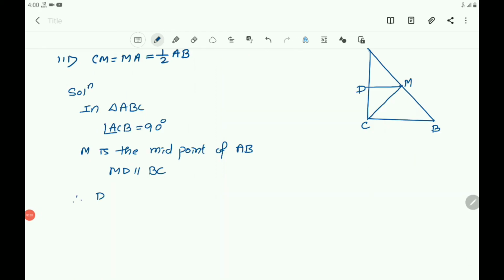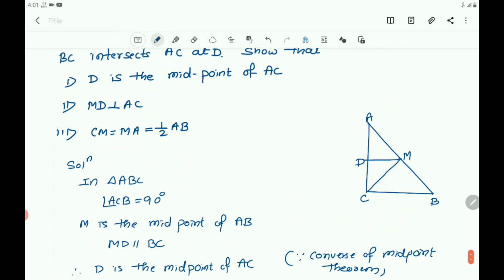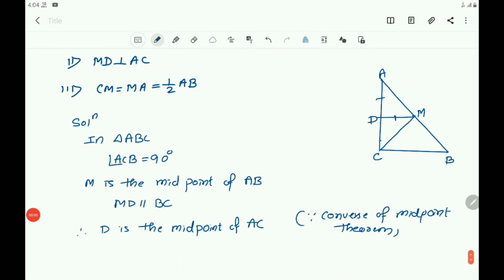Therefore, D is the midpoint of AC. Reason: because of the converse of midpoint theorem. So you got the first one, that is D is the midpoint of AC.